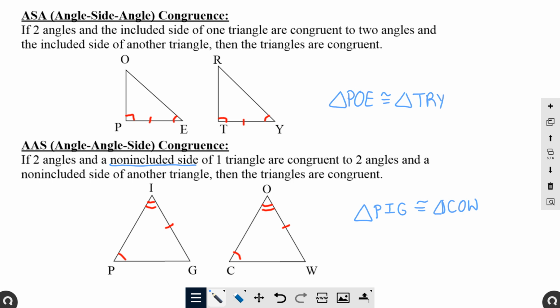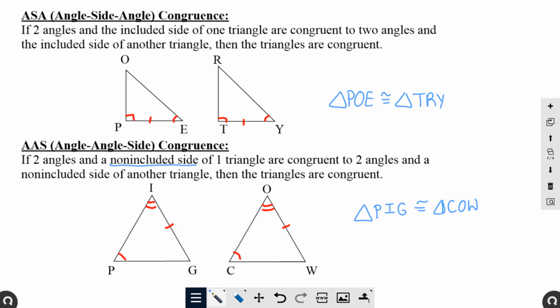And I bet if you think real hard, you might think of a word that has 3 letters that has A and S in it, but it's a bad word, right? Or unless you're talking about a donkey. But we don't say that word and we don't write it on our papers. Somebody will this semester write angle, side, side, which is not one of the 4 we've talked about. So keep that in mind.